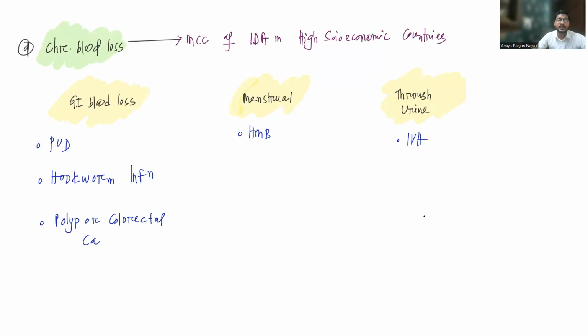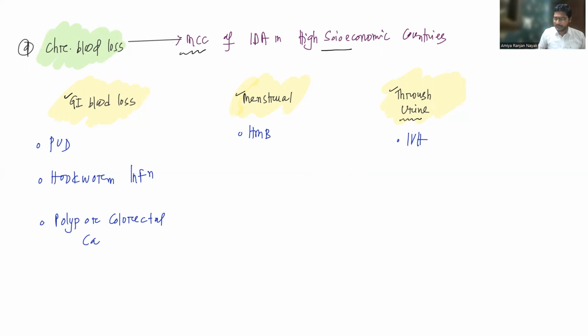Now coming to the last group, iron deficiency due to chronic blood loss. Now remember, this is the most common cause of iron deficiency anemia in high socioeconomic countries. In low socioeconomic countries, it is the nutritional deficiency or decreased intake. But in high socioeconomic countries, the most common cause is chronic blood loss. This chronic blood loss can happen from the gastrointestinal tract, through menstrual blood loss, or through the urine.